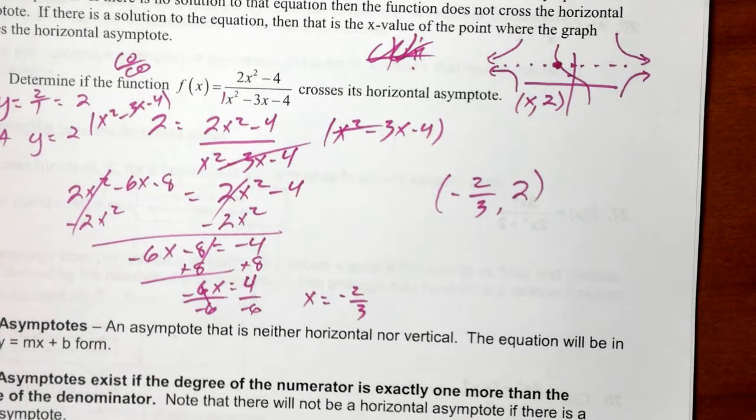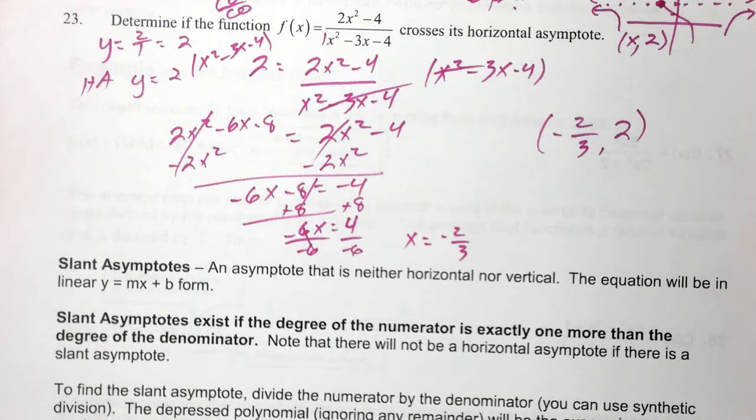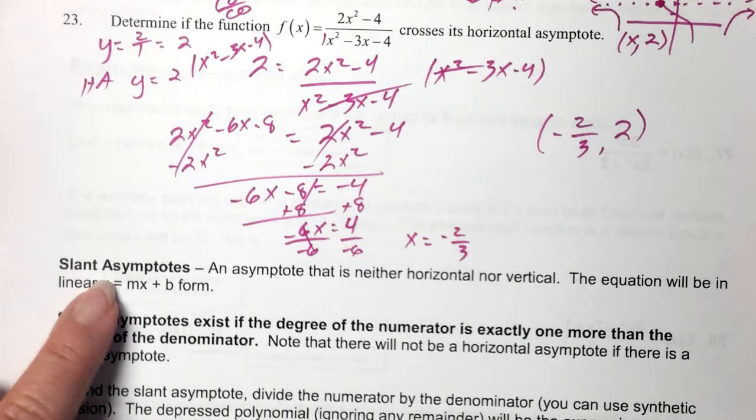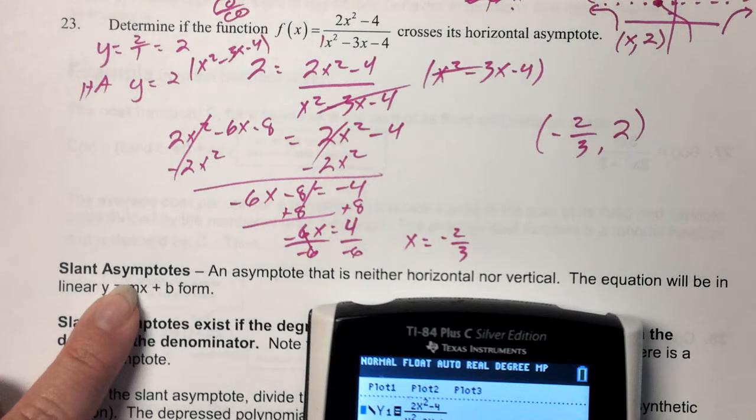All right, another thing that happens sometimes with asymptotes, we've looked at several with vertical asymptotes and horizontal asymptotes. Another type of asymptote that we sometimes see, not always, but sometimes, is a slant asymptote. And let me show you an example of what that would look like.